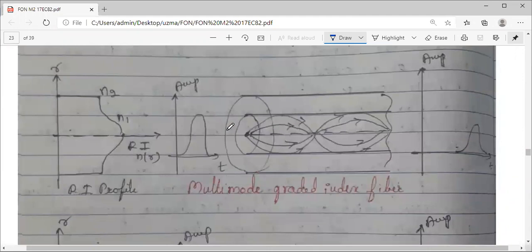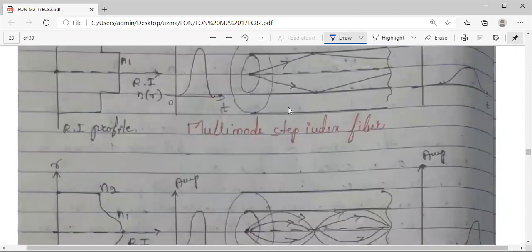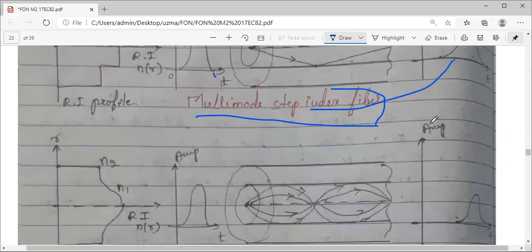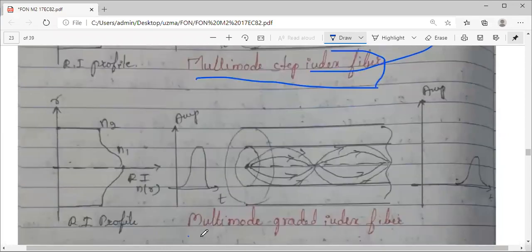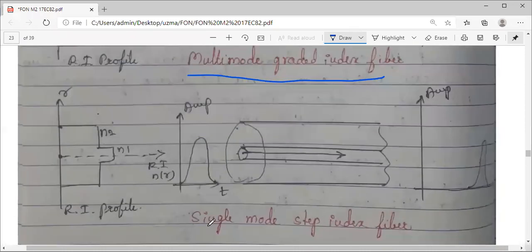You can see these three figures. The first one is multi-mode step index fiber. In this the pulse broadening is maximum, and comparatively with the multi-mode graded index, it is somewhat improved. It is a somewhat improved version compared to the step index. Fine. And the third one is single mode.